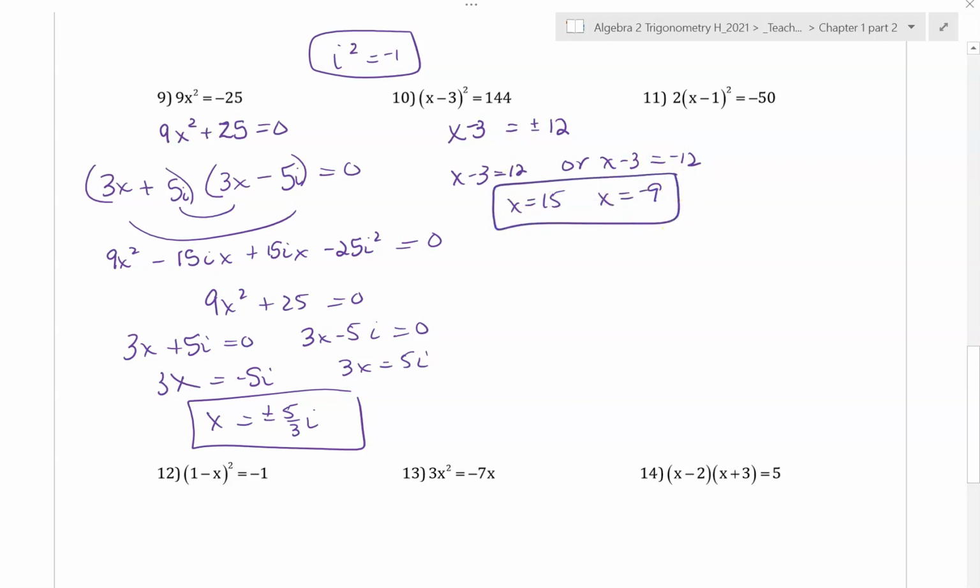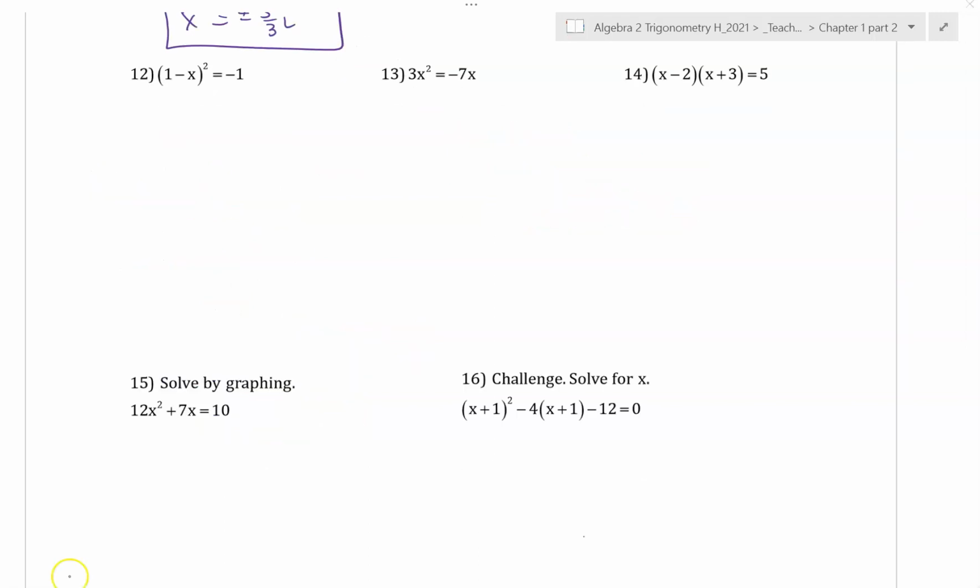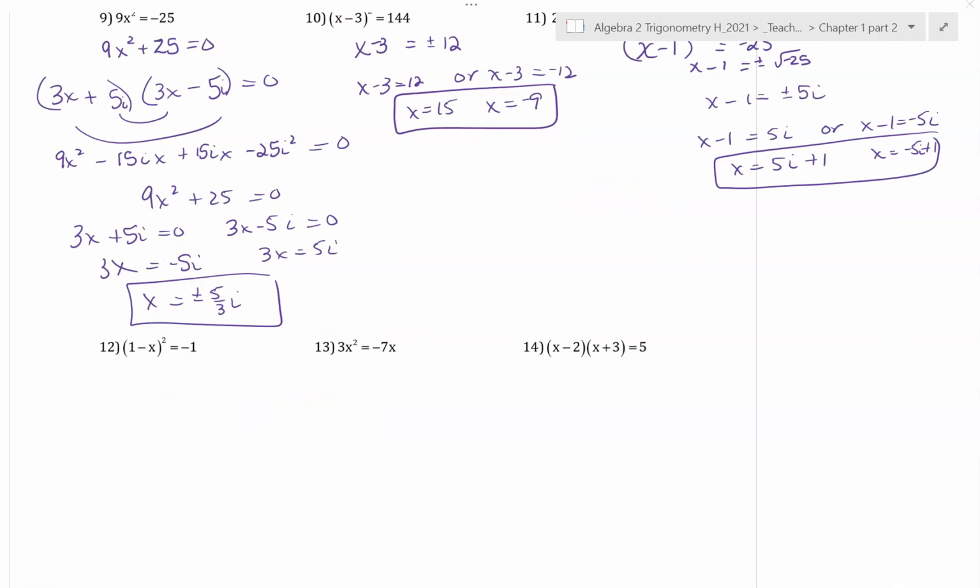Okay, why don't you go ahead and try number 11. Pause the video and try number 11. All right, so taking a look at this one, that means that 1 minus x equals, oh, that's very interesting.